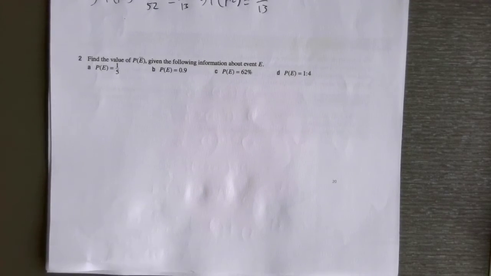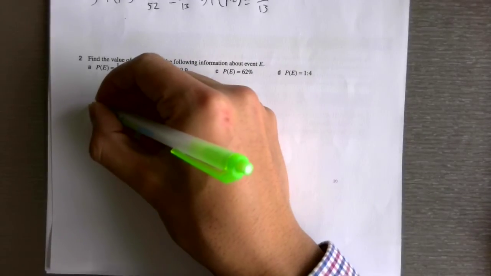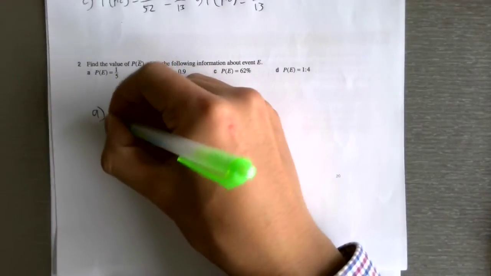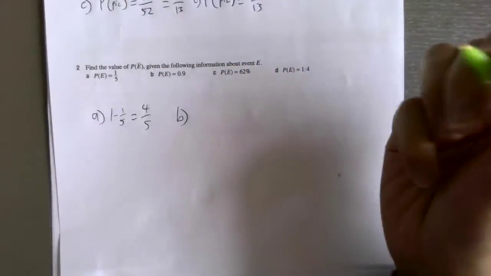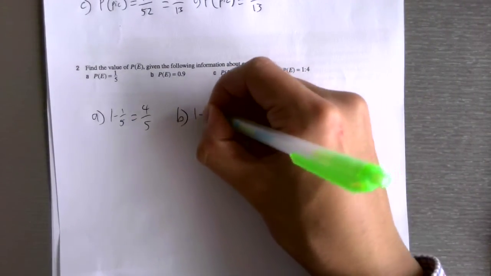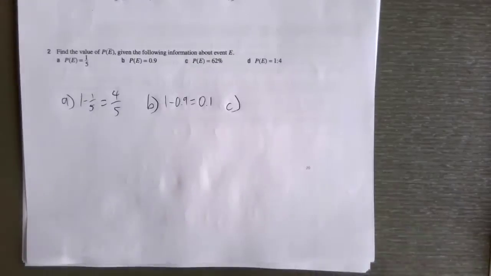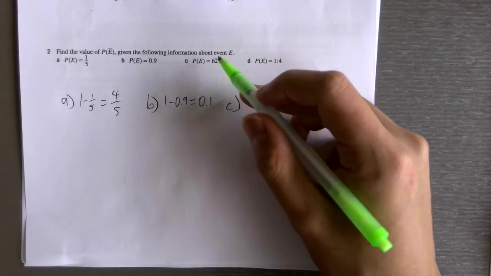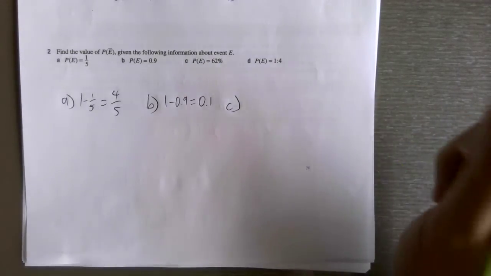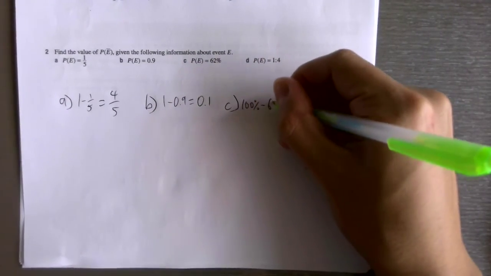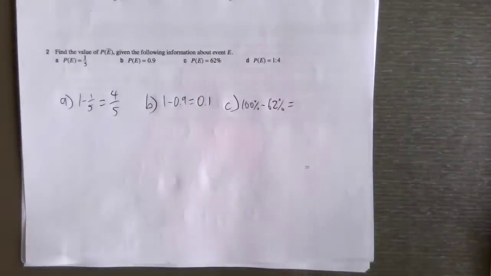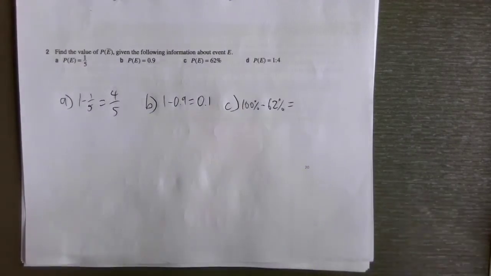So here in our next question, we want to find the complement of E after given E. So if E is a fraction, that's actually really easy. We just do 1 minus 1 over 5. That gives us 4 out of 5. If E is a decimal, that's also very easy. We just do 1 minus 0.9. That gives us 0.1. If E is a percentage, now we can't do 1 minus because we know that 1 is the same as a 100%. So let's do 100% minus 62%, and that will give us 38%.